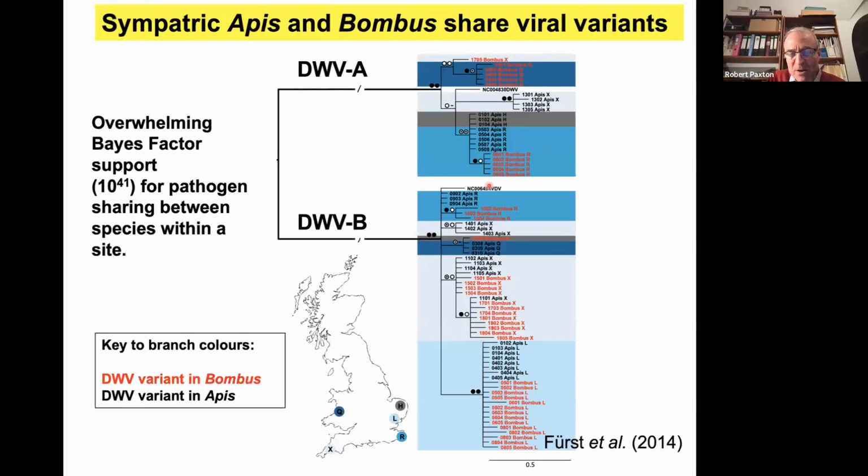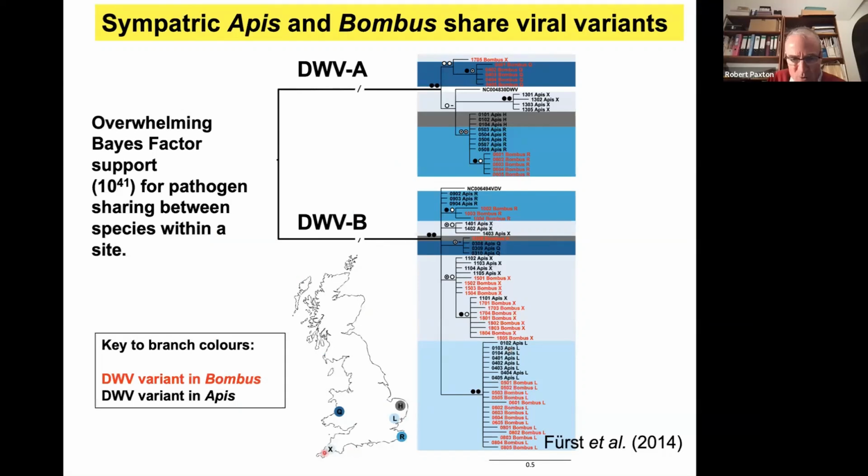So this is a phylogeny of the virus. And those virus variants that we obtained from bumblebees are in red, and from honeybees in black. And you'll see at this location, which is probably L here, which is in Essex, the viral variant in bumblebees is identical to the viral variant in honeybees.